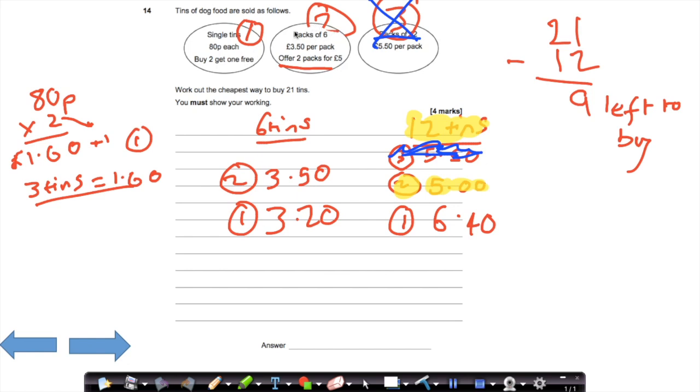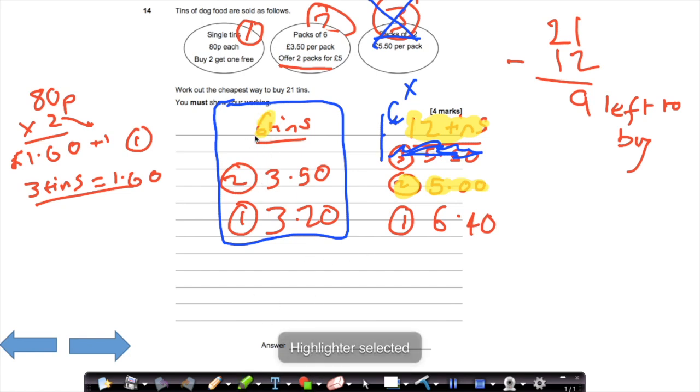Offer number 2 versus offer number 1. How would we buy 9 more? Well, if we compare our 6 tins here, as the 12 tins now is irrelevant, all this stuff now is irrelevant, it's actually cheaper to buy 2 single tins and get one for free. So £3.20 offer number 1 is the cheapest way of getting 6 tins. So we have 6 tins, which if I just highlight here, 6 tins, the cheapest way will be offer number 1, £3.20.